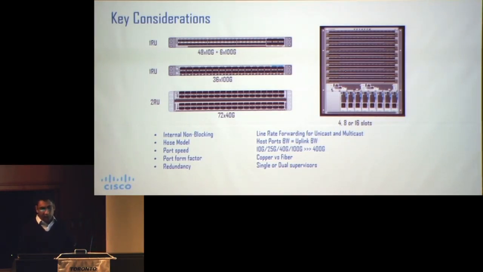The first one is they should support line rate forwarding for both unicast and multicast. So what we have seen is a lot of switches can do line rate unicast, but not all of them can do line rate multicast, which is necessary for 2110. So make sure when you are picking a switch that it can do line rate multicast.